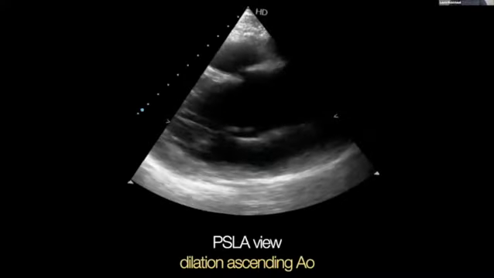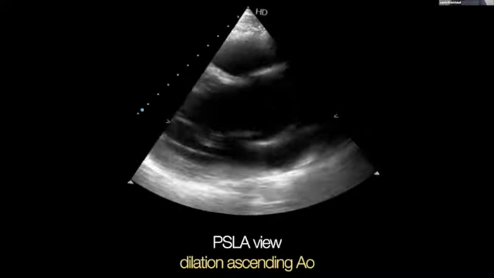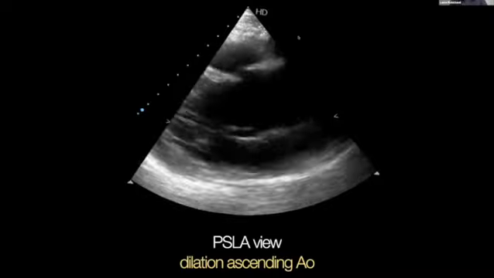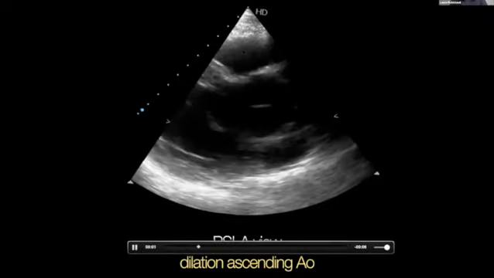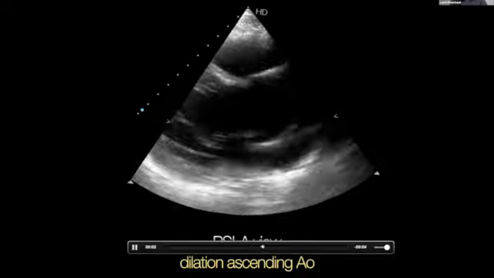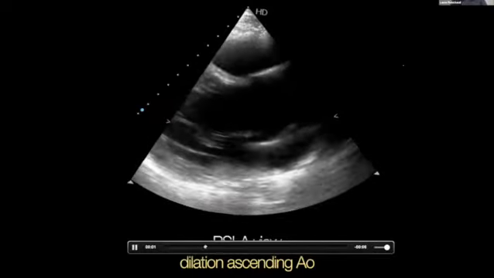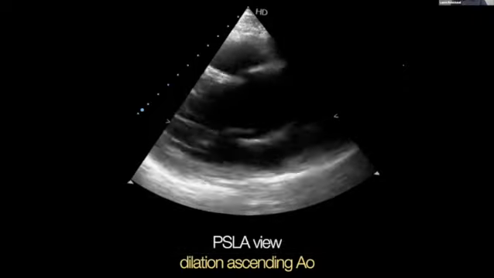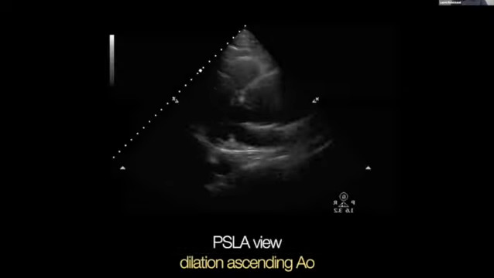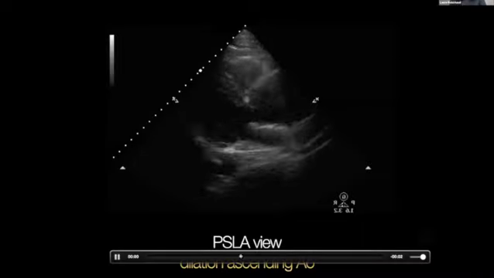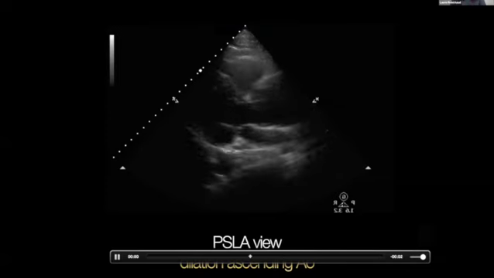This is a very good illustration of a dilation of the ascending aorta. If you look, the RV looks way smaller, and actually the left atrium looks really, really small compared to this really big, fat ascending aorta. That's a dilated ascending aorta. That's another example of a dilation of the ascending aorta where the left atrium looks tiny, tiny. And that's because your ascending aorta is really, really big.